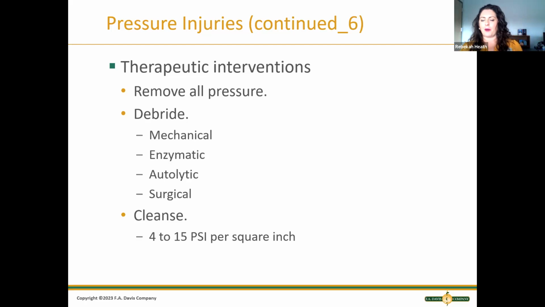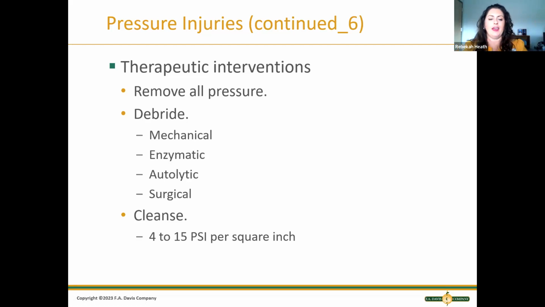You also have some enzymes, creams, ointments, bandages that can go in the wound and debride with their enzymes that are there, and you just kind of clean it out afterwards. You also want to make sure that we are cleansing. And it says, I love that it says 4 to 15 PSI. And that has to do with the pressure per square inch. Yeah, PSI is pressure. Oh, it even says it right there.